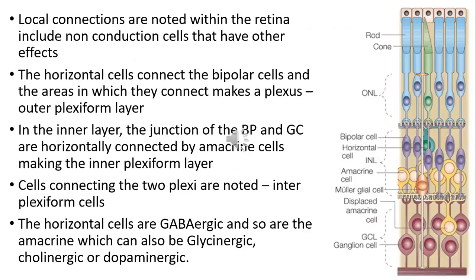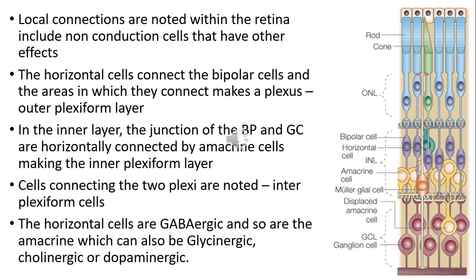Okay, now, local connections are noted within the retina, include non-conduction cells that have other effects. So the horizontal cells connect the bipolar cells, and areas in which they connect make a plexus or outer plexiform layer. In the inner layer, the junction of the bipolar cells and the ganglion cells are horizontally connected by amacrine cells, making the inner plexiform layer. Okay, so in the previous slide, I did talk about this, so there's no need for me to go into detail.